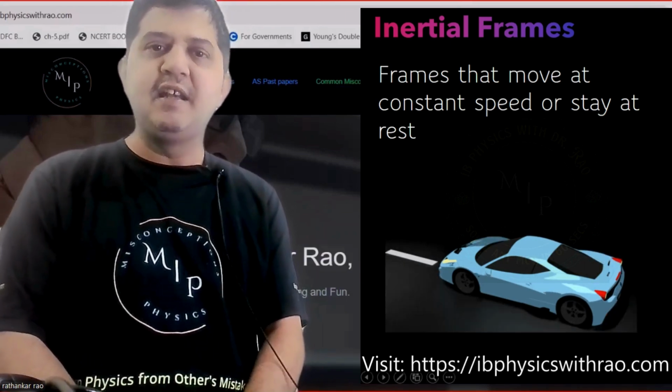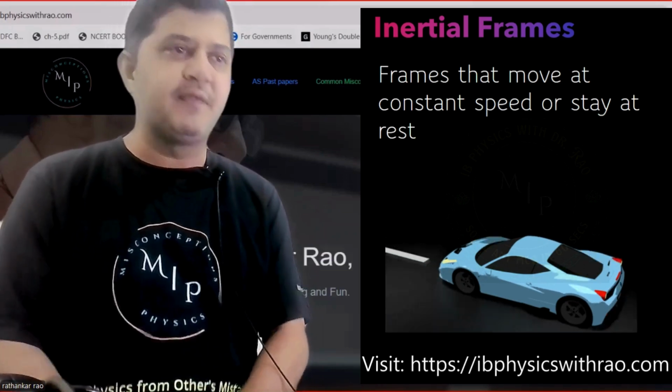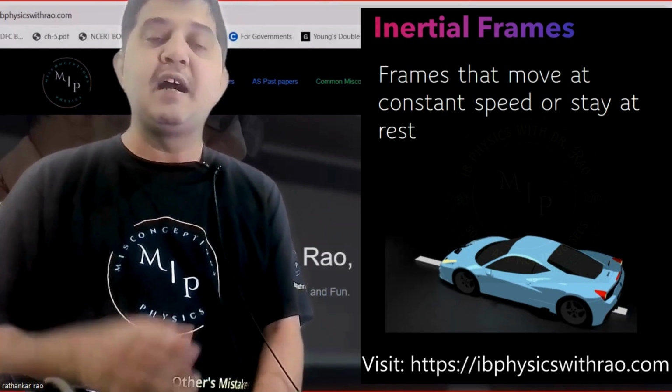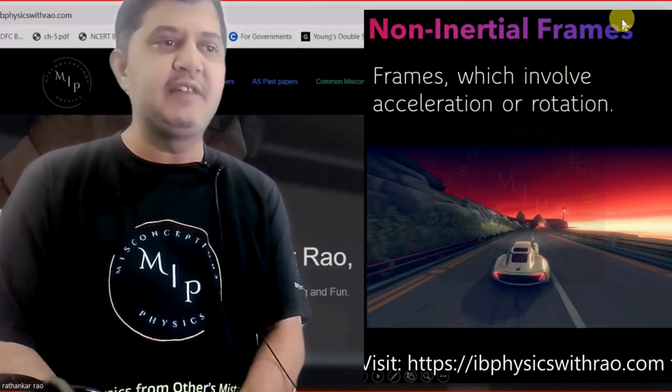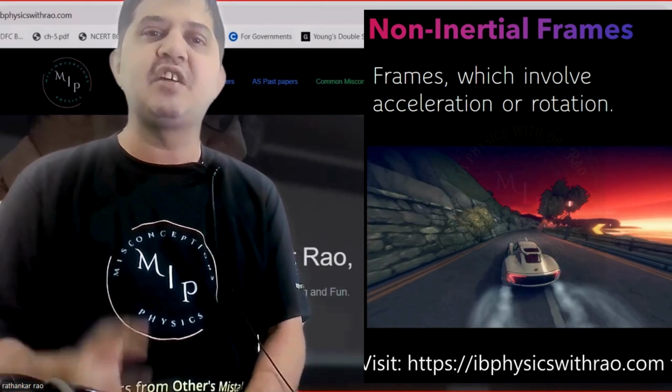Basically, there are two reference frames available. The first one is an inertial frame. An inertial frame is where objects move at constant velocity or stay at rest, right? So this is called an inertial frame until and unless there is a force acting upon it. Then the second one is a non-inertial frame, which involves acceleration or rotation.